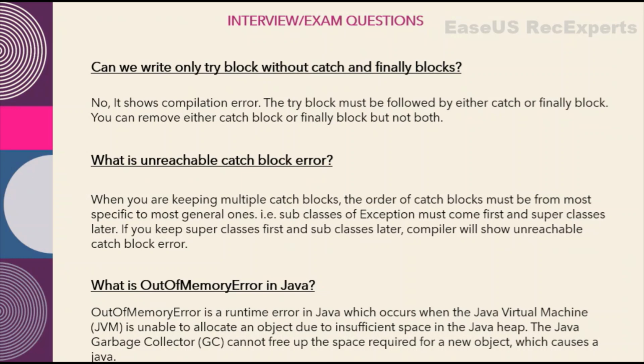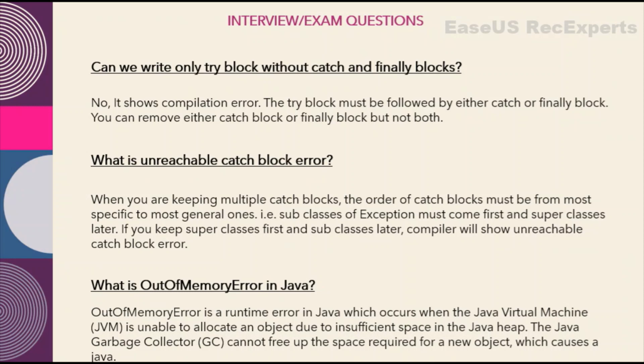Next question is, what is the unreachable catch block error? We have already seen we can use multiple catch blocks, but the order of catch blocks must be from most specific to most general ones. That is, subclasses of exceptions must come first and superclasses later. If we try to keep the superclass before the subclass, the compiler will tell us that the catch block written below is unreachable.